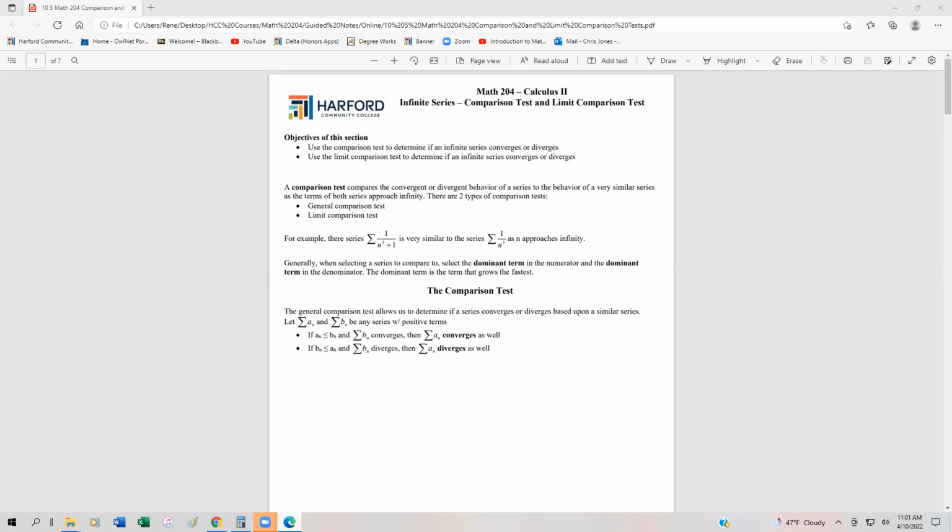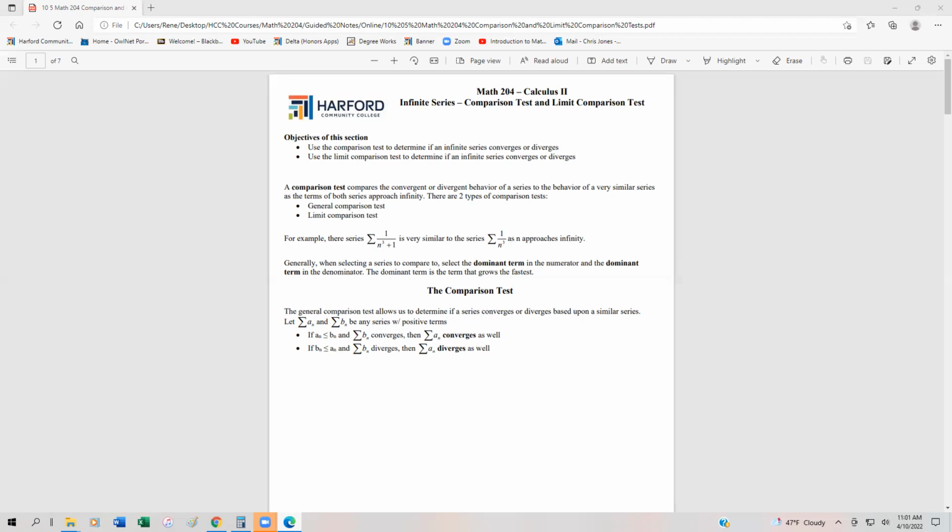What we're going to do is take a series that looks like a series that we've seen before and we know the behavior of. And we're just going to compare the behavior of the series that we really want to determine whether it converges or diverges to the behavior of something that we think converges or diverges.